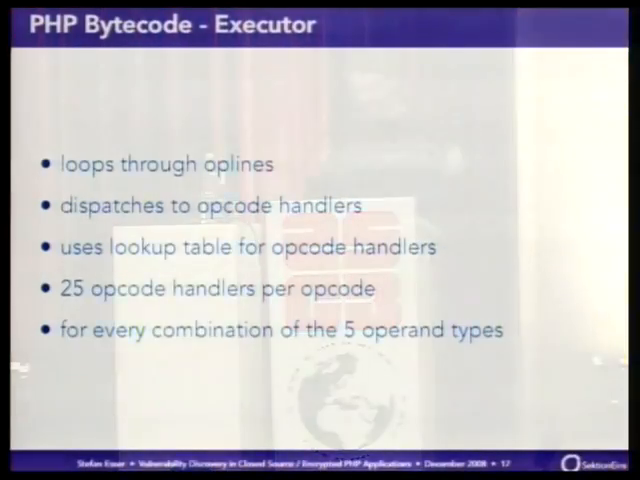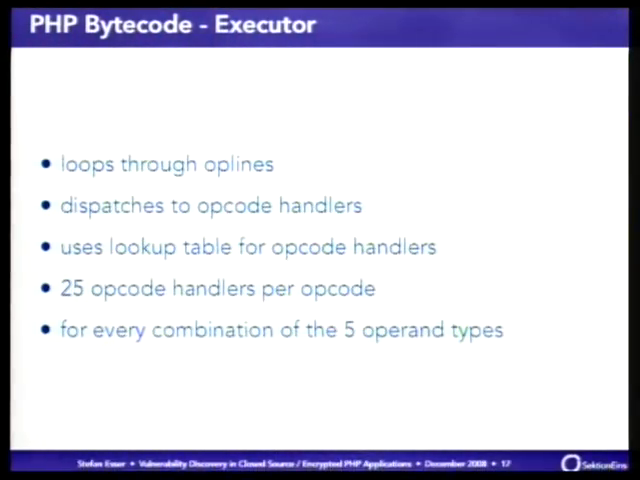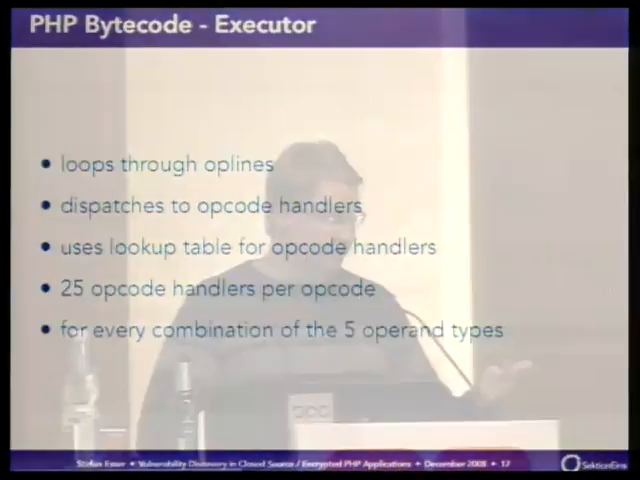With PHP 5.1, with the introduction of the CV variables, another speed up was introduced. So now we have not 1 but 25 opcode handlers per opcode. That way PHP knows there are 2 operands, and now it knows the first one is a CV, and the second one is unused. So then it can calculate which of the 25 it needs to call.